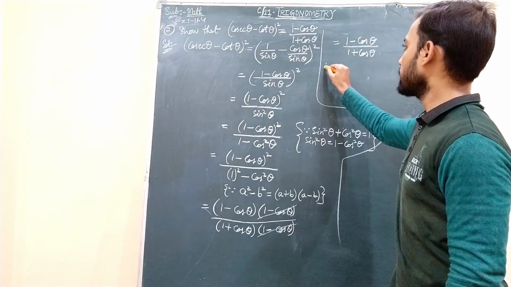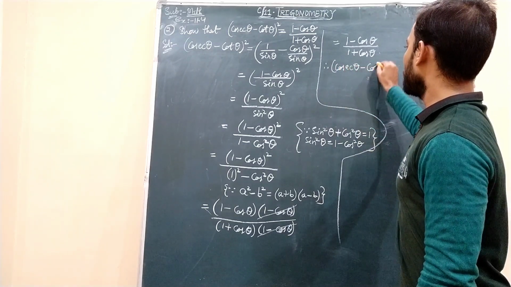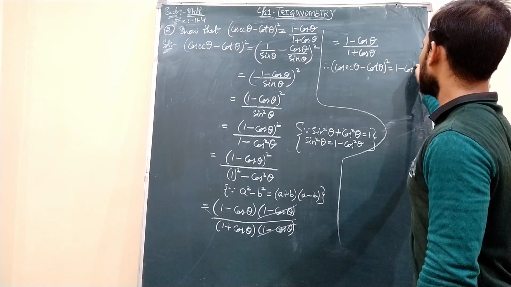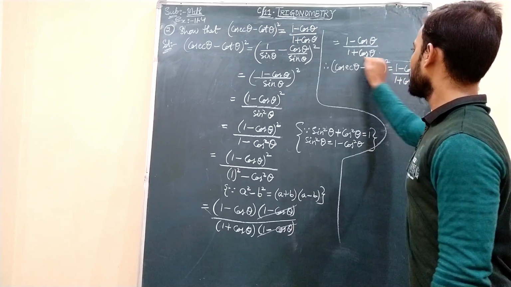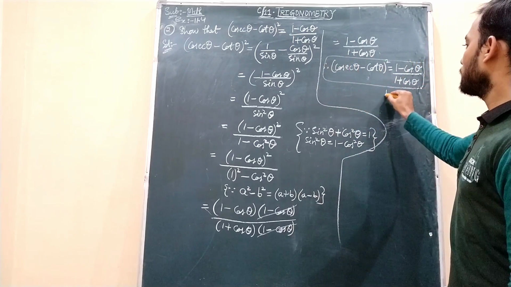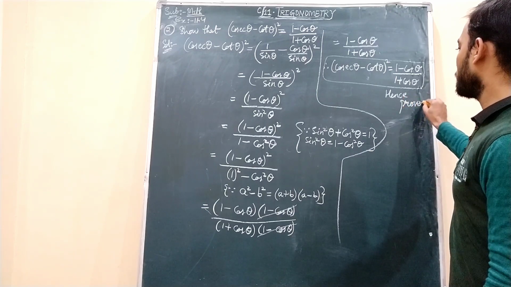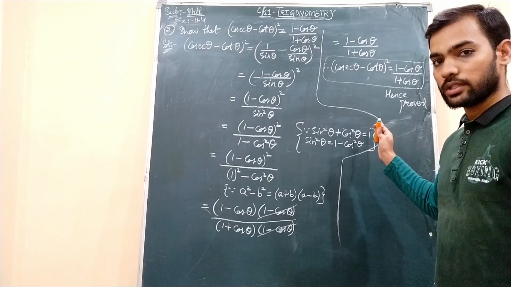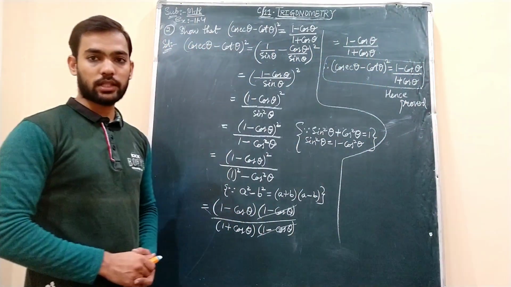So at last I will write, therefore, cosecant theta minus cot theta whole square equals 1 minus cos theta upon 1 plus cos theta. Keep it in a box and write below, hence proved, as we were asked to show that. That is the reason at last we have to write hence proved. Copy this one, then we will proceed to the next question, number 3.